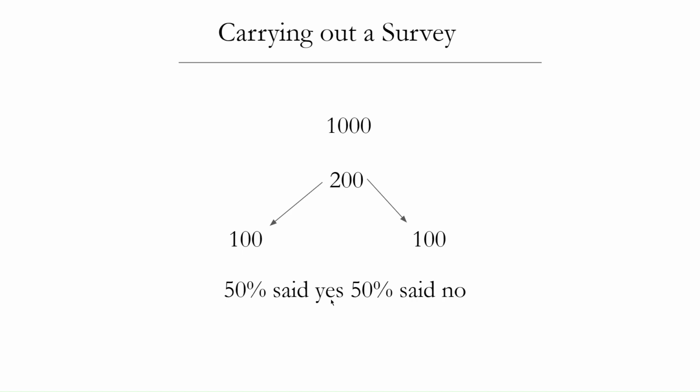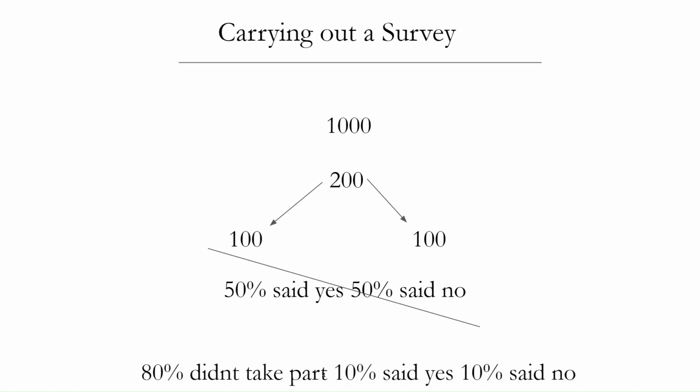Let's say that you called 1,000 people, but only 200 people actually answered and are willing to answer the question. 100 of them said yes to a certain question. 100 of them said no. I know I said it's not good to have yes or no, but let's just say that we had a yes or no to simplify it a bit. Then it's wrong to say that 50% said yes and 50% said no. That's wrong. What's right is 80% didn't take part, 10% said yes, and 10% said no. That's what you're actually supposed to write.